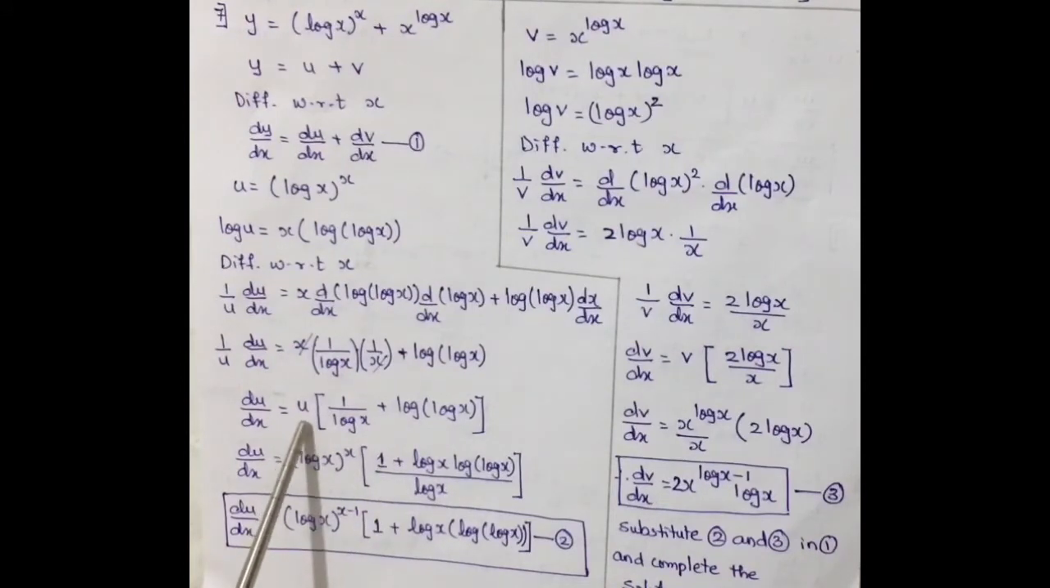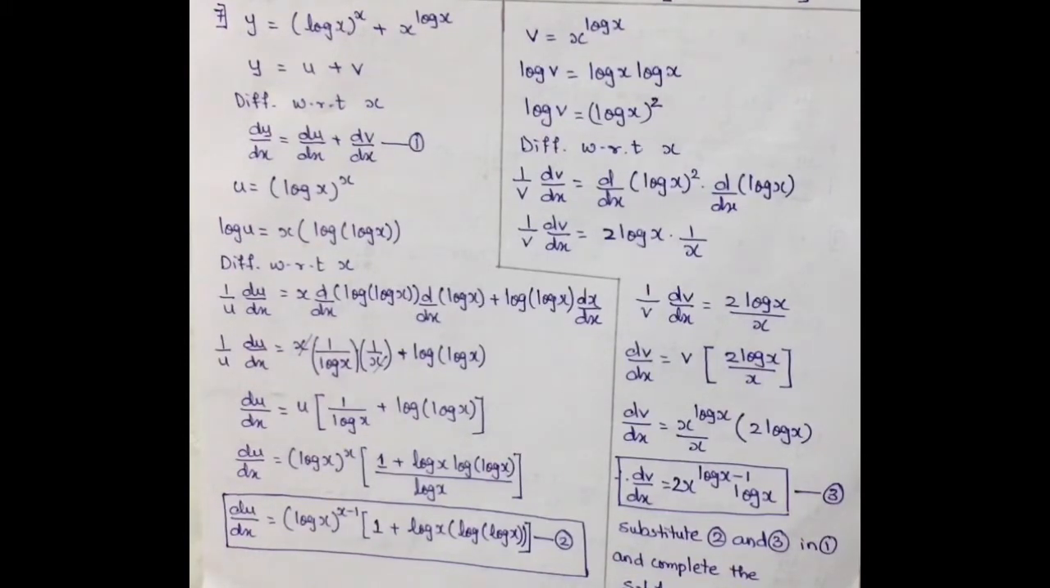Keeping the value of u as log x raised to x and taking the LCM, we get 1 plus log x log of log x divided by log x. Now log x raised to x and log x, if we divide, we'll get log x raised to the power x minus 1. So it will become log x raised to x minus 1 into 1 plus log x log of log x remains inside the bracket. This whole becomes du by dx, which we have marked as 2.